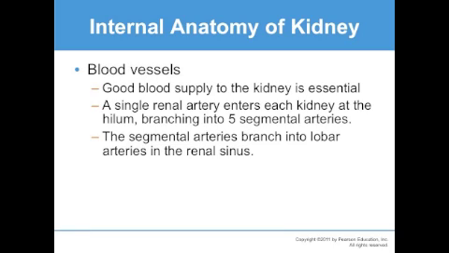In order for the renal system to work properly, it has to have a very good supply of blood. The single renal artery that enters each kidney at the hilum branches into 5 smaller or segmental arteries. Each of these segmental arteries then branch into smaller vessels that are called lobar arteries in the renal sinus.